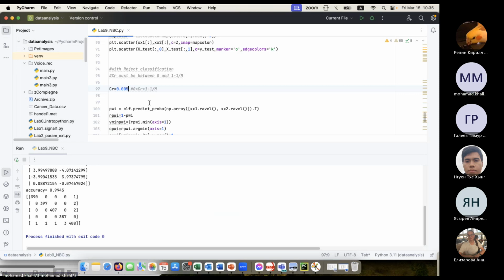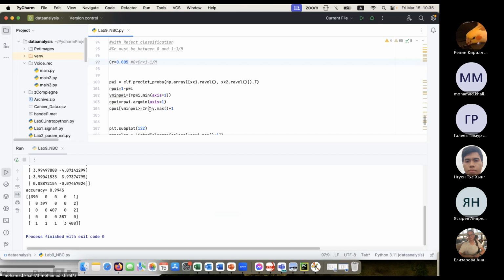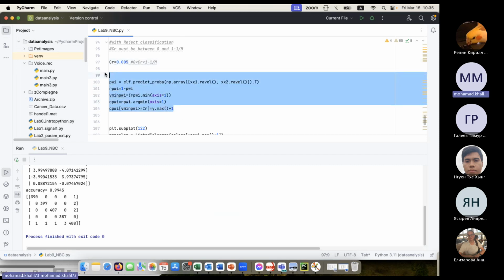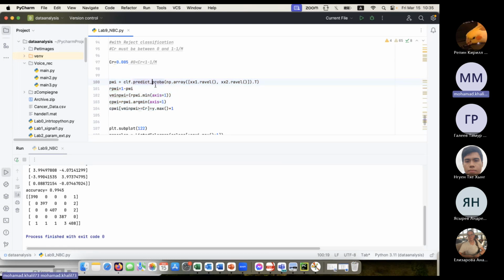Any question? You know how we program this? Okay. Yes. We calculate the probabilities. We calculate 1 minus, which is R. Then we calculate the vector of the minimum. And if the vector of the minimum is greater than CR, that means I have to indicate another.